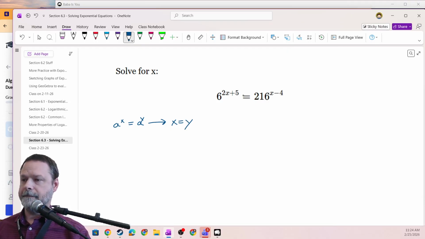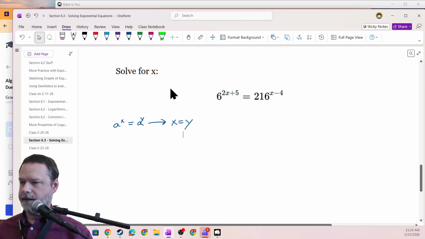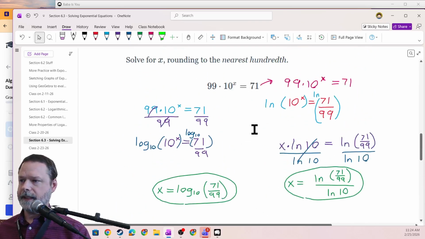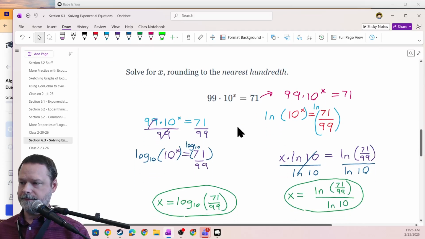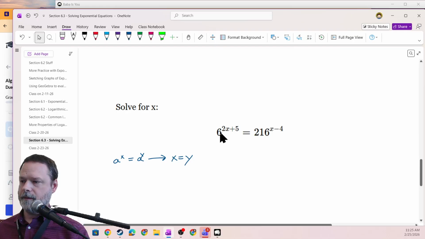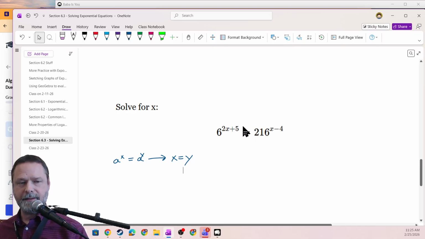Okay. We're going to use that property, which is a little bit different than what we did before. Now, what's different between this problem and, let's say, this problem? Here we just need to get the x out of the exponential position, out of the power, and there are two ways to do that. Here, we've got the variable in the exponent, but it's on both sides. That creates another little issue.